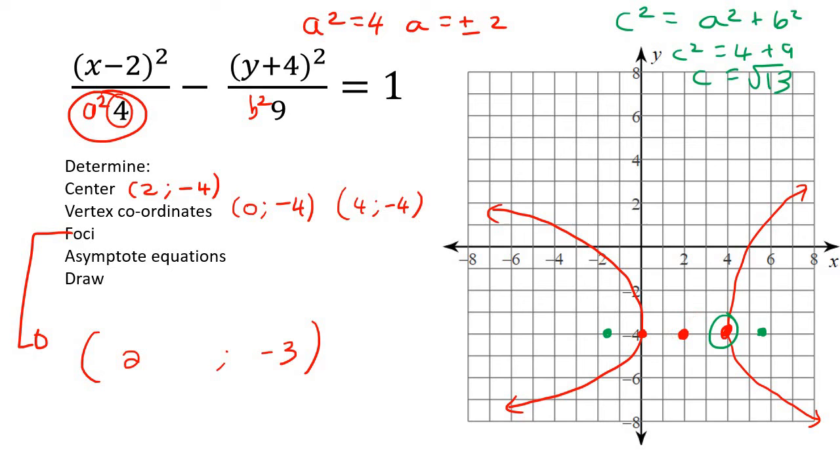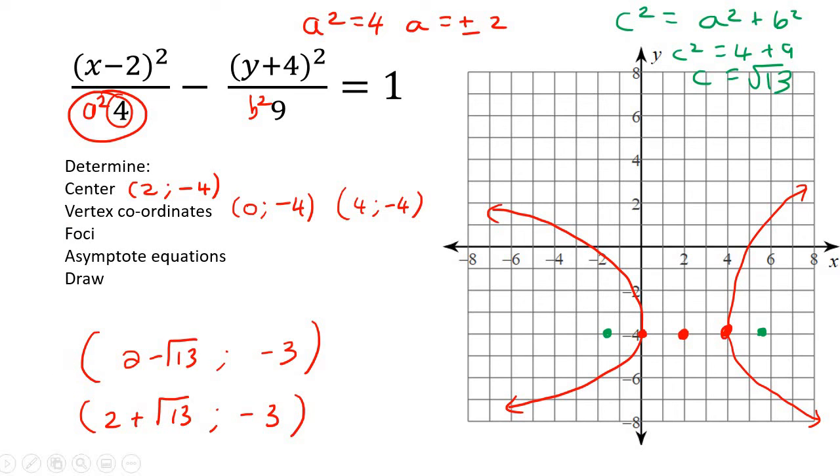Now, for the foci, we're going to minus square root 13 to get this one's x value. So we can say minus square root 13. And then to get this one, we can say plus square root 13. So that would look like this. And there we have it. So we minus square root 13 and we plus square root 13. So that would be your foci equations.